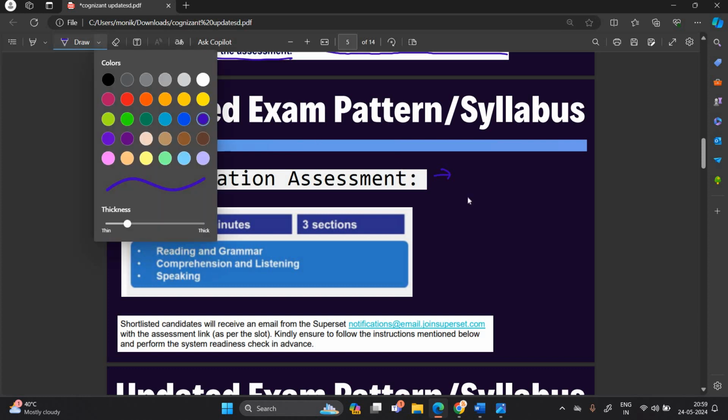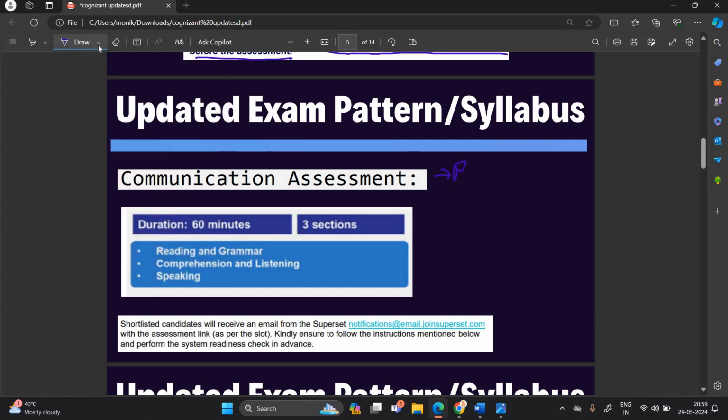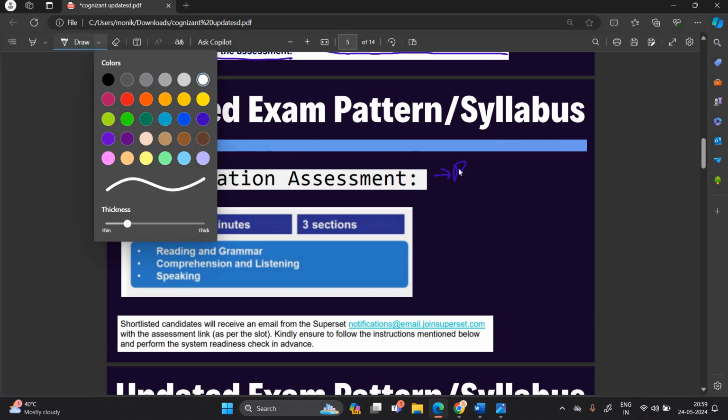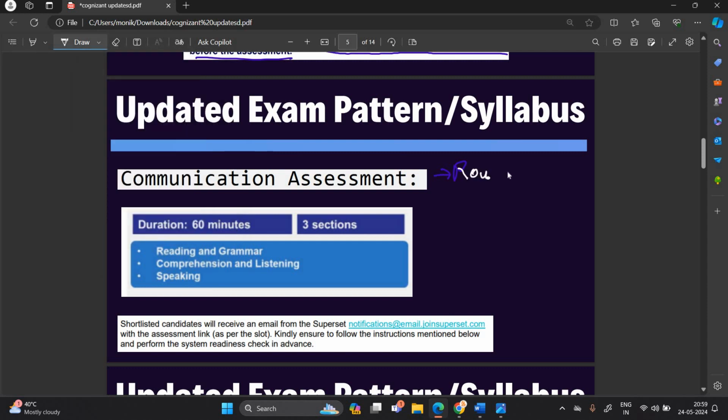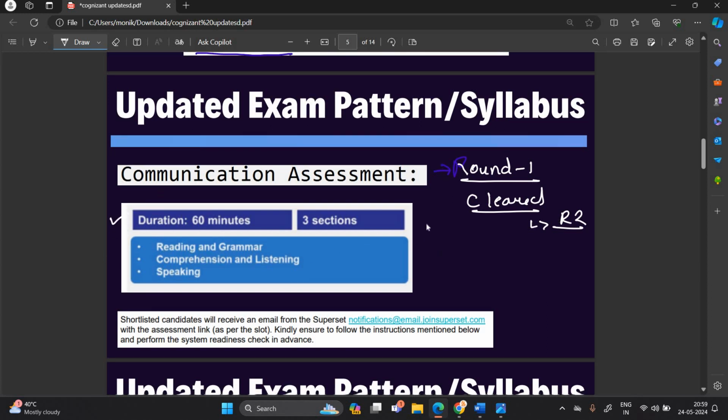Okay, let me change the pen. Okay, yeah. So the first round is the communication assessment, and it is one of the most important rounds, because if you clear the round, you will move on to round 2. One of the most important points is that the communication assessment is a mandatory assessment to move your candidature further in this hiring process. So this is the official exact update that is provided by the Cognizant team.